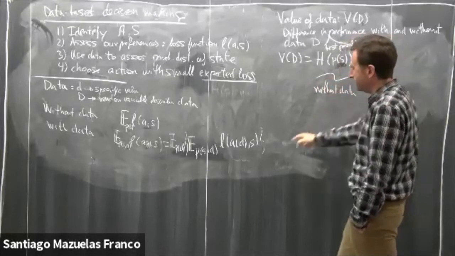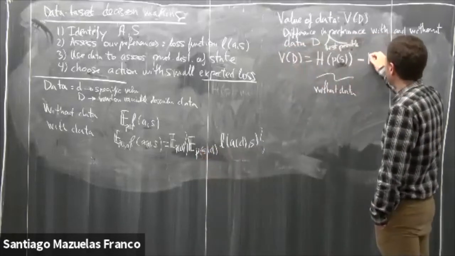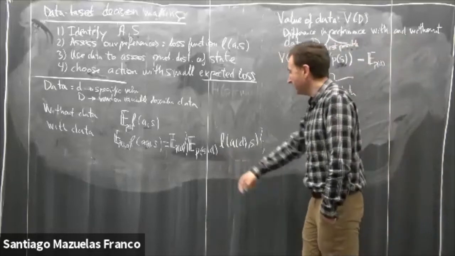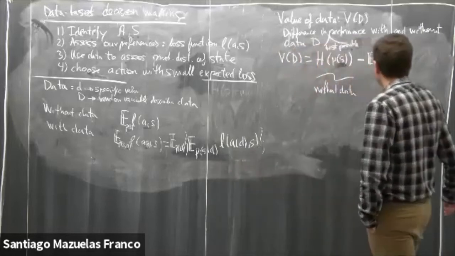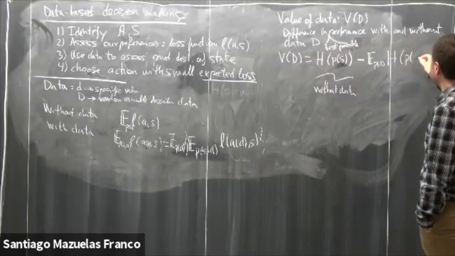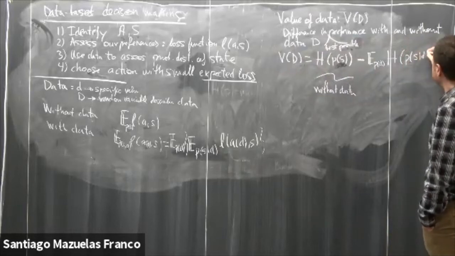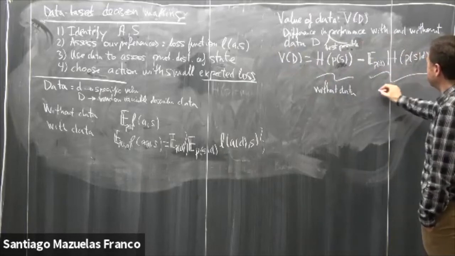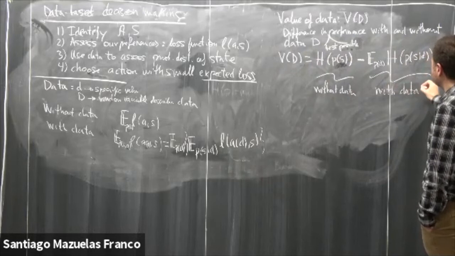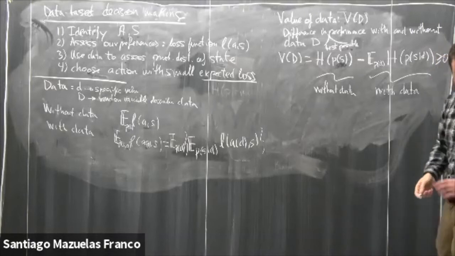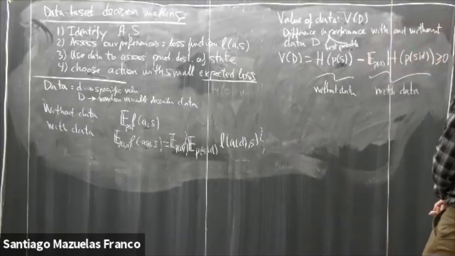And with data, the expected loss is this expression here, which is the expectation over the distribution of the data. The minimum value that we can achieve for each one of these is going to be the entropy of the conditional distribution of S given T. And the value of data is always going to be bigger or equal than zero.